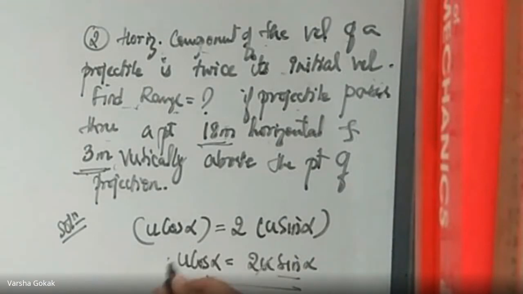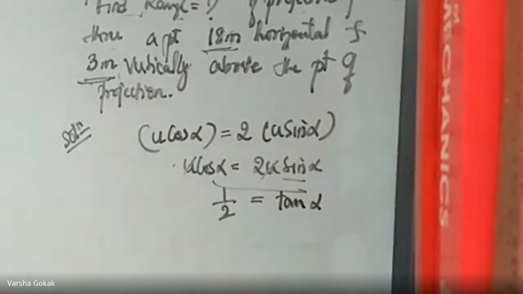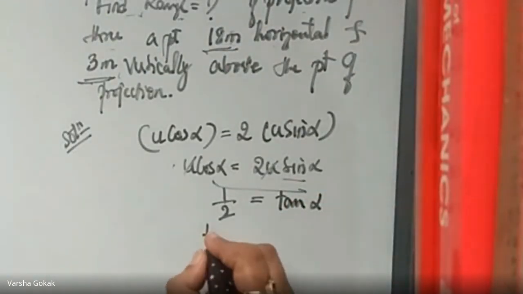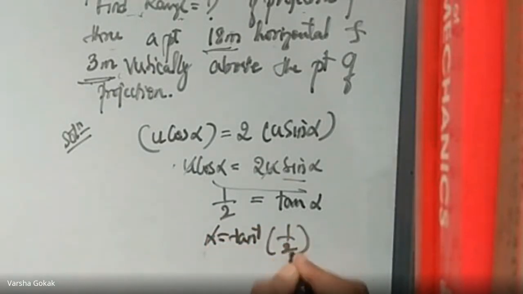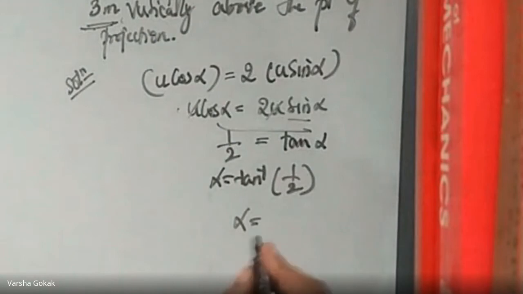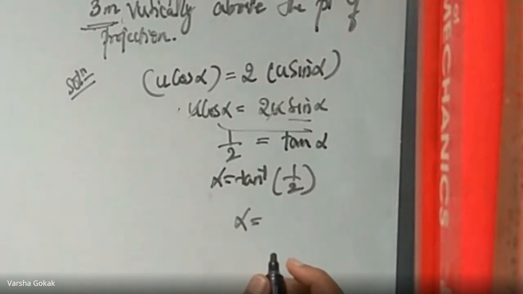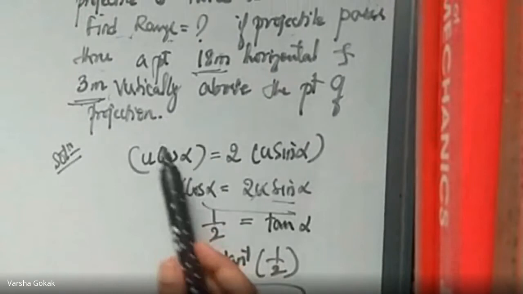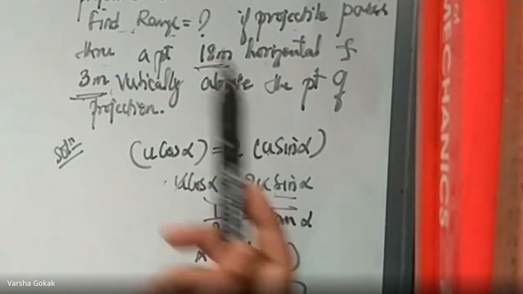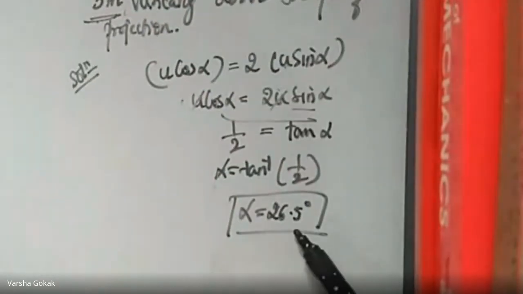Take sine by cos, U gets cancelled. 1 by 2, 2 comes this side, is equal to tan of alpha. Or alpha is tan inverse of 1 by 2. How much is alpha? 26.5 degrees. Yes. First, whatever they have told you, put it into equations and get the value of alpha.